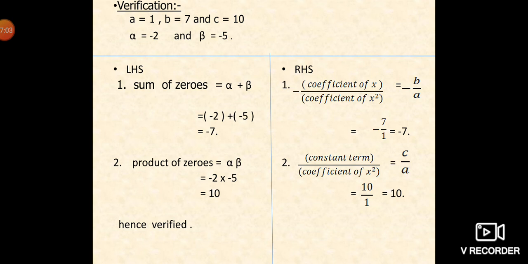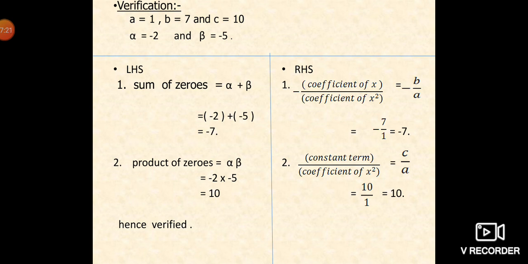The left side is sum of zeros, alpha plus beta, minus 2 plus minus 5, which is equal to minus 7. Right side we can check whether it is equal or not. Right side is minus coefficient of x by coefficient of x square, that is minus b by a. Substitute the values, minus 7 by 1, which is minus 7, both are equal.